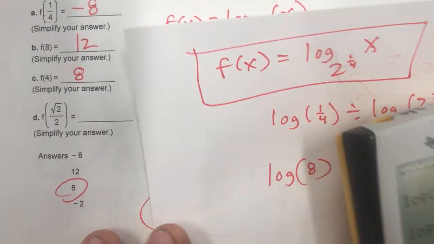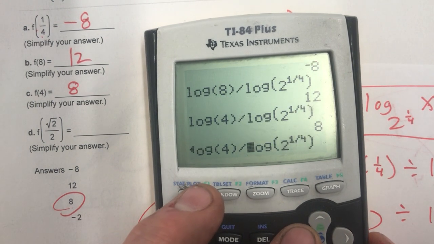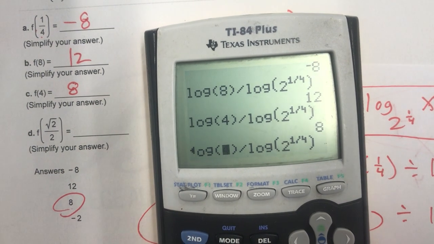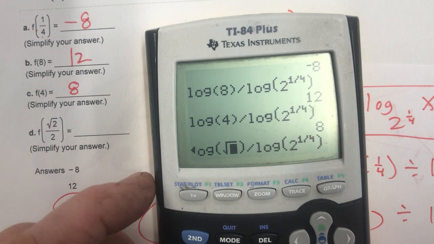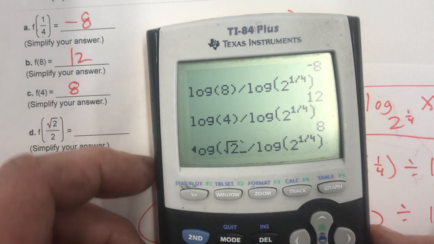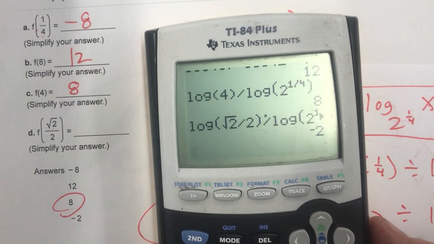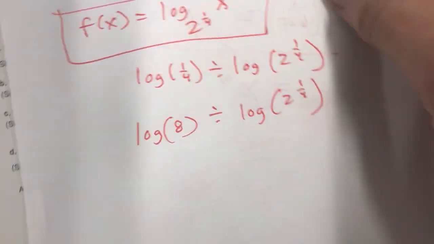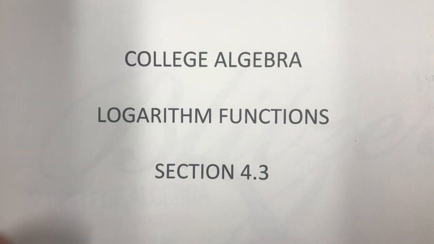So, all right, I'm going to go back up to this. And then right here, I'm going to do square root of 2 divided by 2. So square root of 2, and I need to insert divide by 2. And there you go, negative 2. All right, so that's our lesson here. That's all the questions.